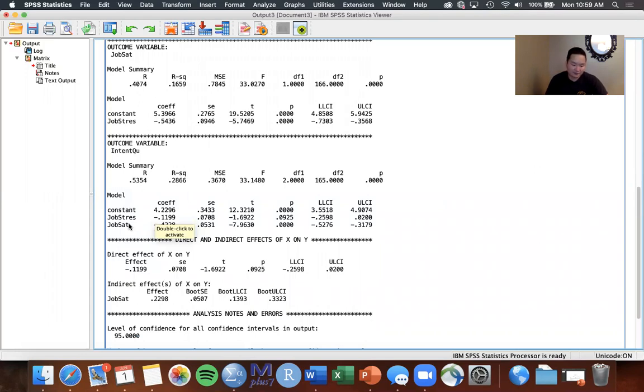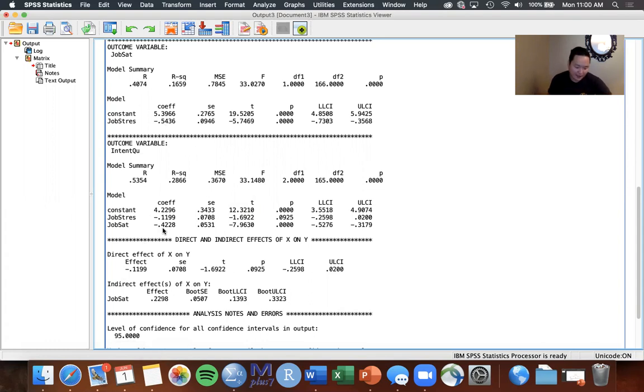Our B path is satisfaction to intent to quit. So we look here: sat, and our outcome is intent to quit. It's B equals -0.42. One tip that's really helpful is to have a little drawing of your model next to you, just that triangle. That way you don't forget which variable is which. If you get confused when looking through the models, you can always say, okay, stress to job sat is my A path, I want this number. Sat to intent is my B path, I want this number.